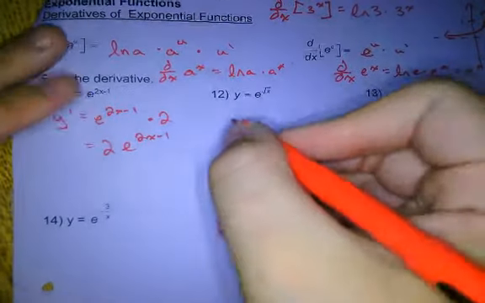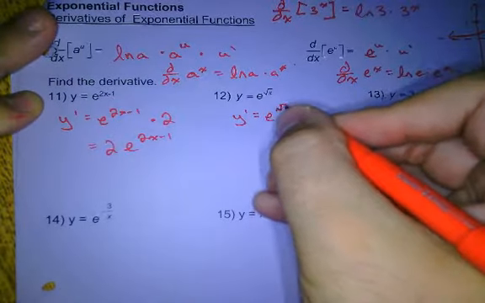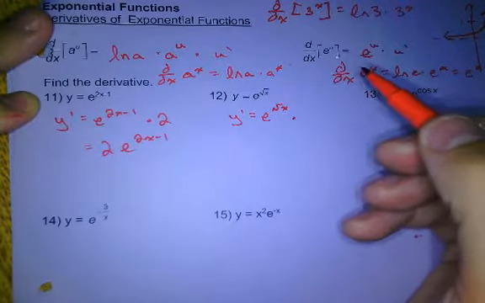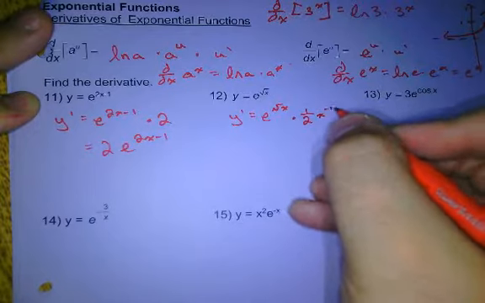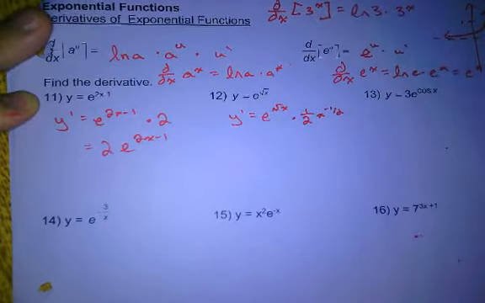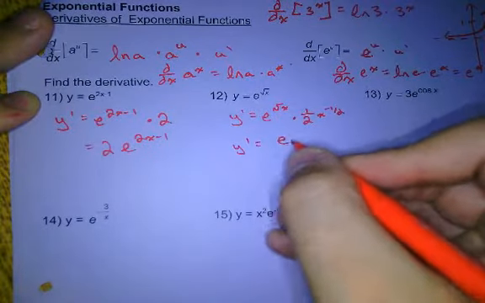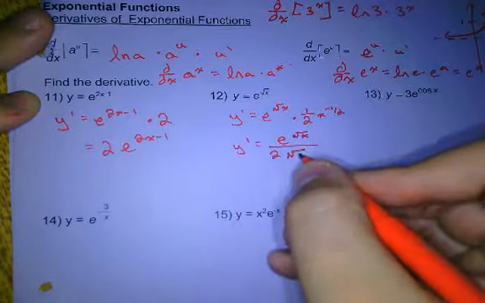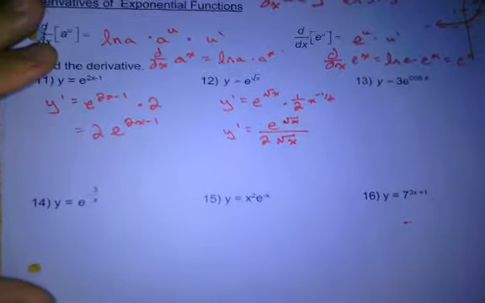For number 12, what are you going to get? Y prime is equal to e to the root x times the derivative of the inside. I'm going to rewrite it so that they're all square roots. Try 13 on your own.